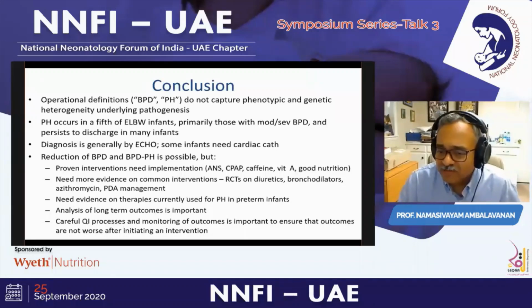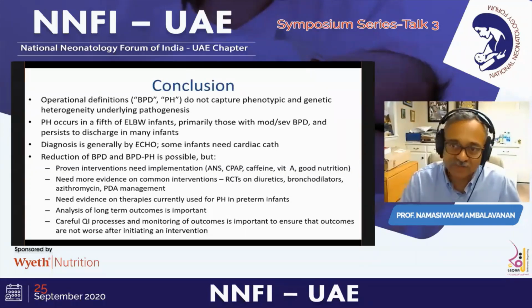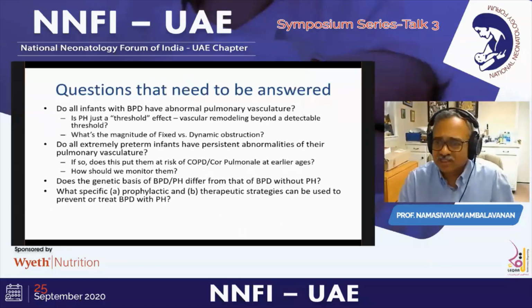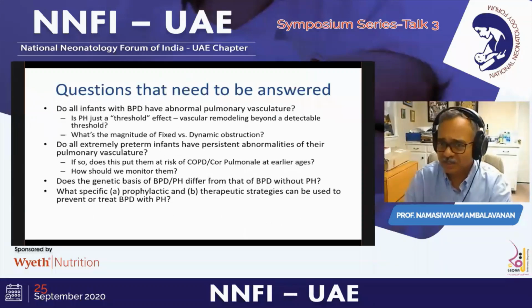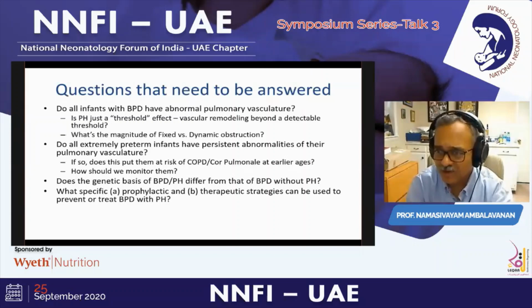And we need careful QI processes and monitoring of outcomes, because we want to make sure that just because somebody has a problem, we start therapy and we think that we are doing good, but we want to make sure that things actually don't get worse. We need to make sure that outcomes get better, not worse. So there are some questions that need to be answered. Do all infants with BPD have abnormal pulmonary vasculature? That's probably true. Is pulmonary hypertension just a threshold effect?